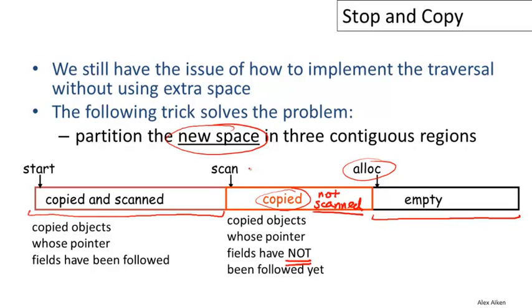And so you can think of this area here between the scan pointer and the allocation pointer. This is the work list. So these are the objects that still need to be processed. These are the objects that have been copied over but might yet still point to objects that haven't been copied. And so these are the objects where we have to look at their pointers to see whether they point to something that still needs to be copied over to finish the garbage collection.